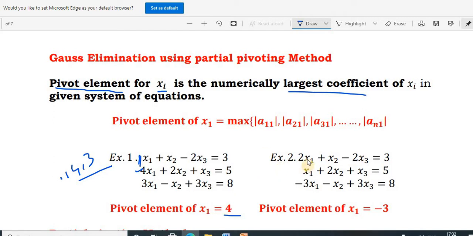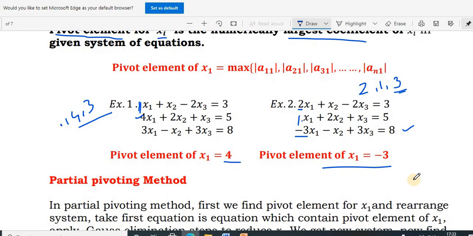Now the second system, it is 2x1 plus x2 minus 2x3 is 3, whatever. So the coefficient of x1 is 2 in the first equation, in the second equation the coefficient is 1, and in the third equation the coefficient is minus 3. If we consider magnitude, here it is 2, mod of a21 is 1 and mod of minus 3 is 3. So the largest coefficient numerically is 3. So this is the pivot element for x1, and this equation we consider for calculation.